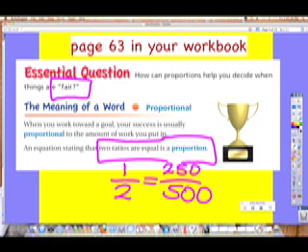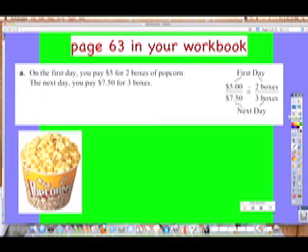Okay, let's look at the first example. There's a few ways to set it up. One way in your workbooks, I'm going to show you another way. So popcorn, we're going to see if this is a proportion: $5 for 2 boxes compared to $7.50 for 3 boxes. Guys, put a little box around this part. We're going to write that as a fraction.